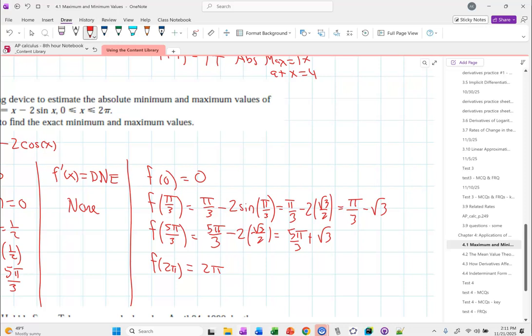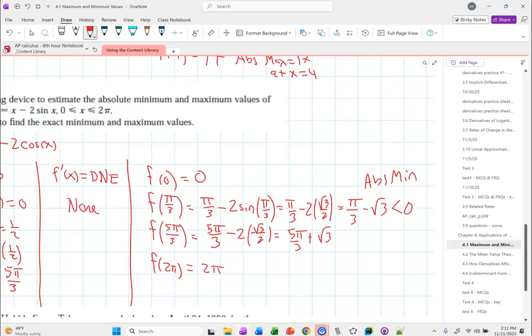Well, where's 5 pi over 3? Fourth quadrant. What is the value of sine in the fourth quadrant? Negative. That's one. I've been struggling today. All right. Now here's the big question. We know this is less than 0, right? We just established that. So this is our absolute min. Everybody agree? Because certainly 0 is bigger than that.